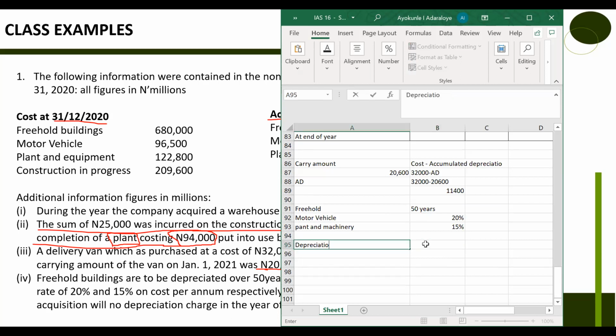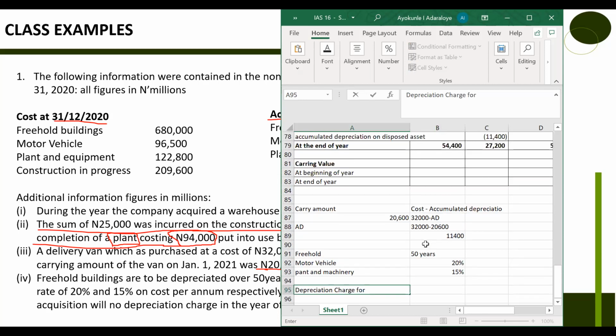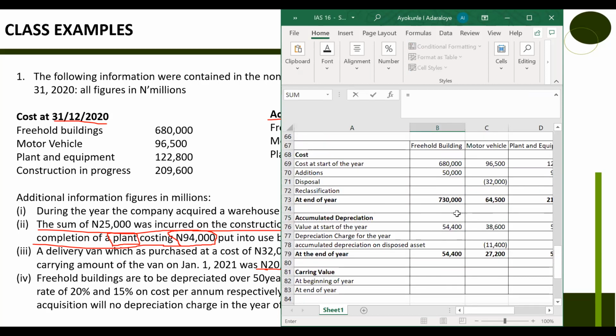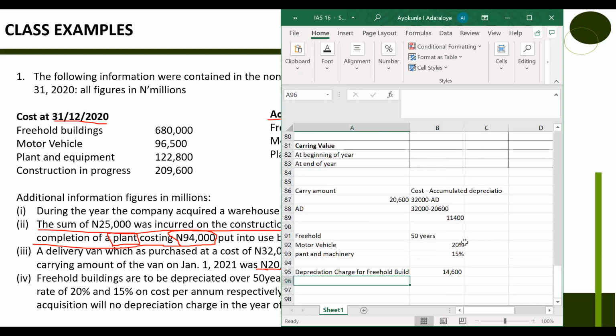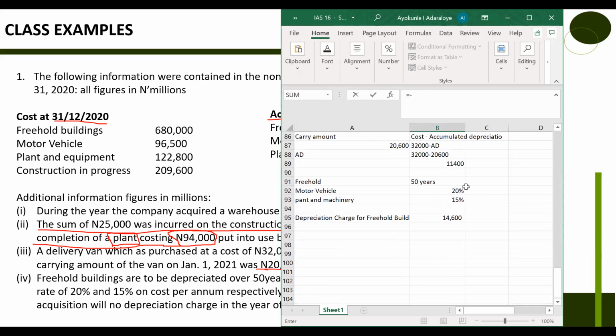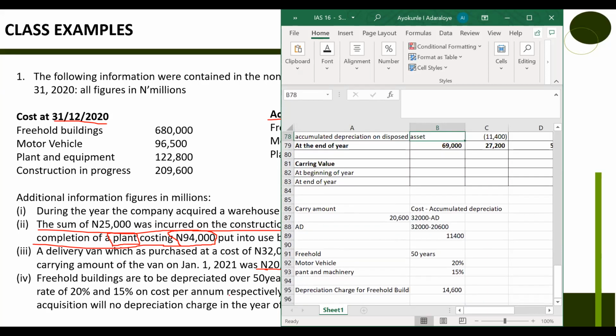So our cost is what? Depreciation charge for freehold building will be 730 divided by 50 years. And that will be 14,600. So we'll move this 14,600 into our depreciation charge for the year. I'm trying to put minus 14,600.